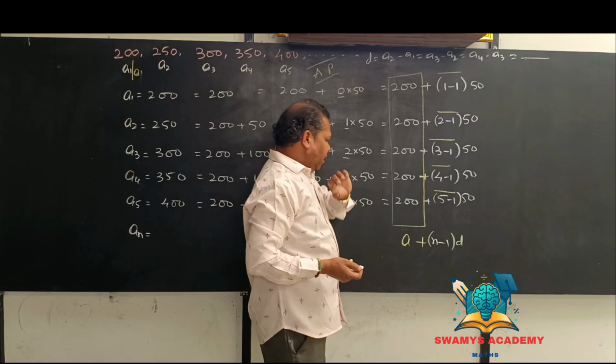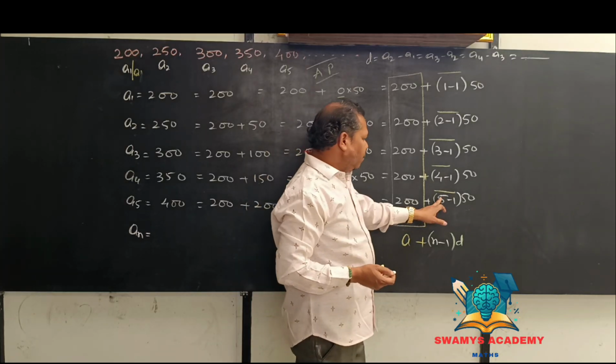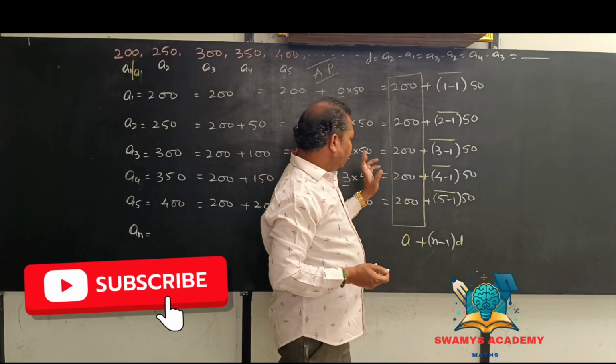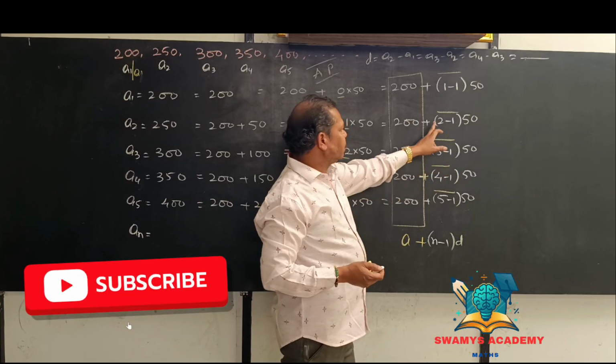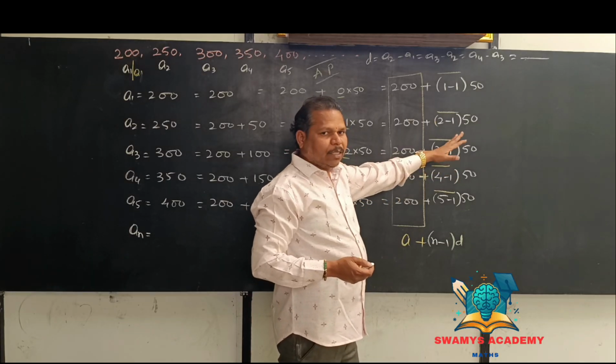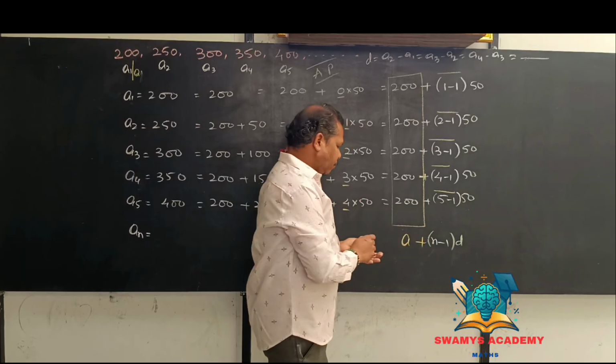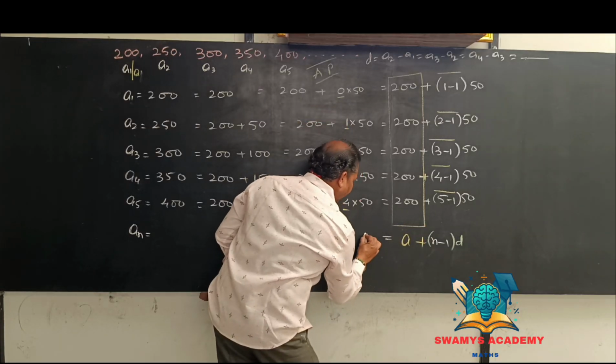How did you get n minus 1? Fifth term means 5 minus 1. Fourth term means here 4 minus 1. Third term means here 3 minus 1. Second term is here 2 minus 1. In the same way, nth term is here n minus 1. This is the form of the nth term.